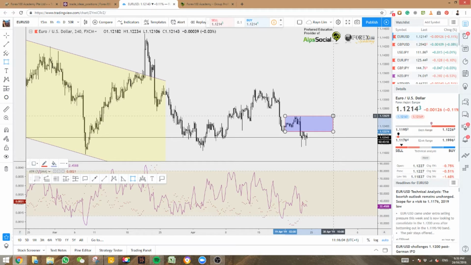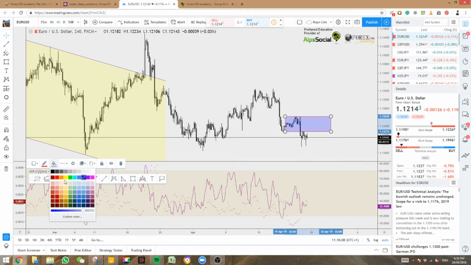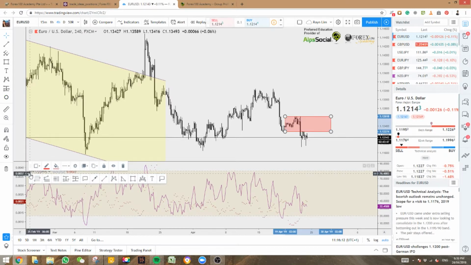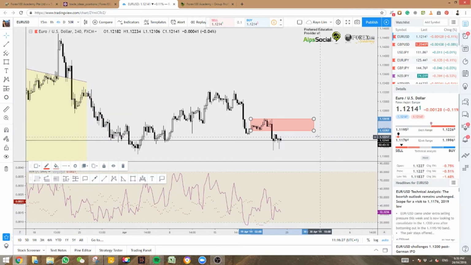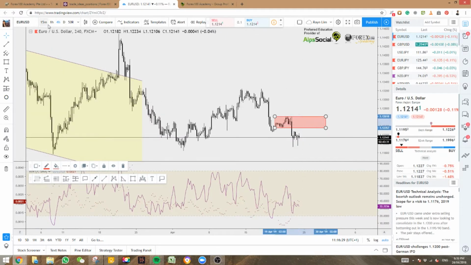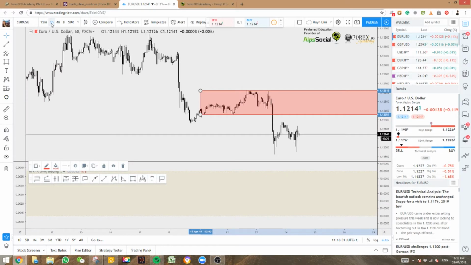This level, isn't it? So I'll just box it in this area, change the color, that's my color code, red or light red for selling opportunity. So this is my sell zone over here, this area. Okay, so I'm waiting for the next retracement into this area, confirmation, then head in for a short. Simple. Head down to the 1 hour chart.